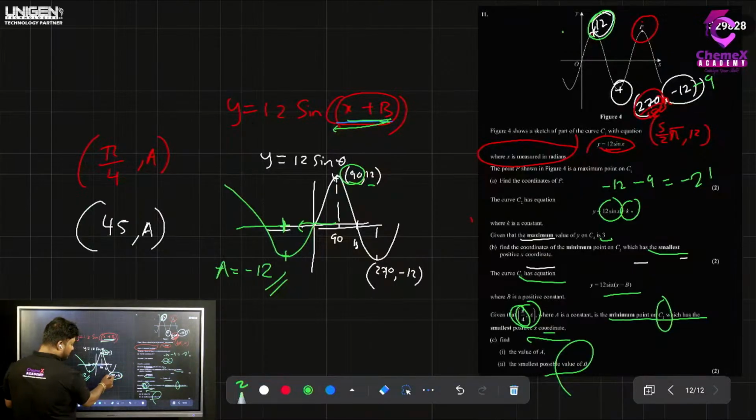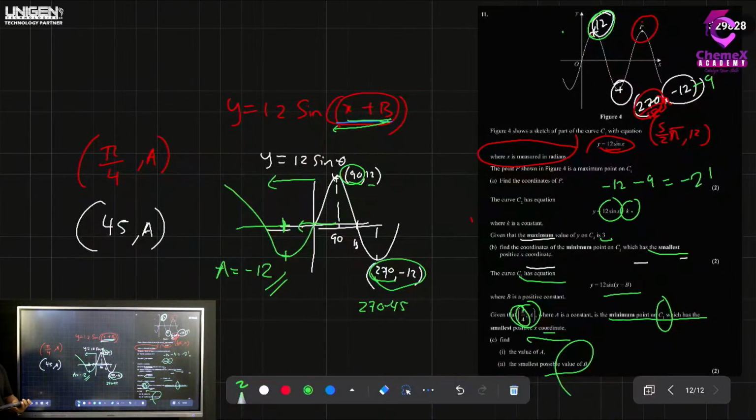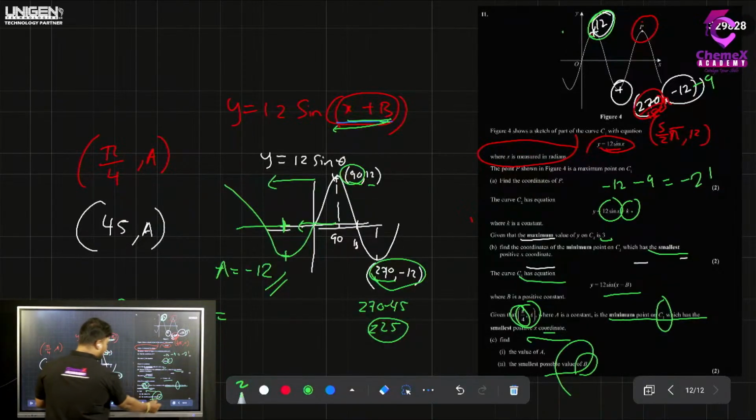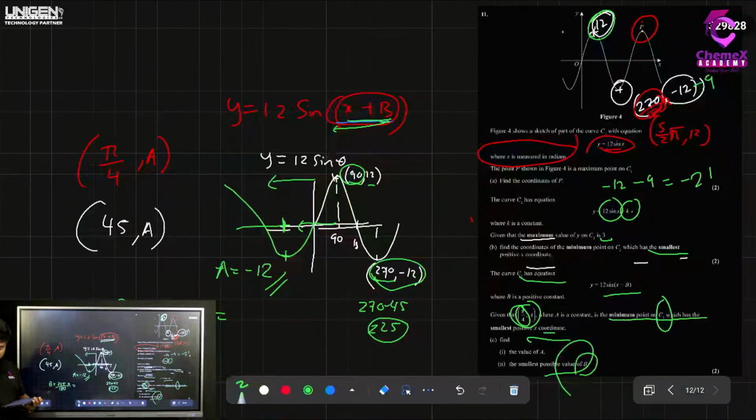Take the minimum point 270 comma minus 12. Since it's 45 degrees going to the left side, 270 will become what? 270 minus 45. What is that value? 270 minus 45 is 225. So 225 will be the x coordinate. You can't write it in degrees, so 225, you have to divide by 180 and multiply by pi. So that's the smallest possible value for b. So what is that going to be? 5 over 4 pi.